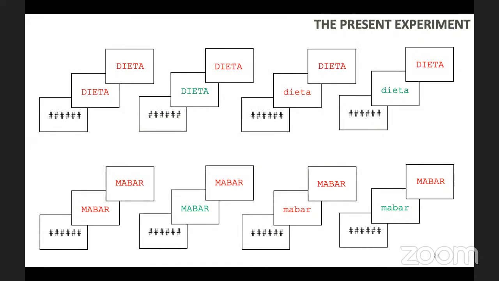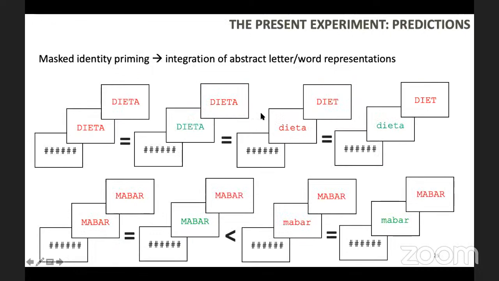So in the present experiment, we compare match color identity pairs and mismatch color identity pairs. We employ red and green as colors. And furthermore, to examine whether the effect of match versus mismatch color modulates with the case match effect, primes were also presented either in uppercase or in lowercase. So the predictions were as follows.